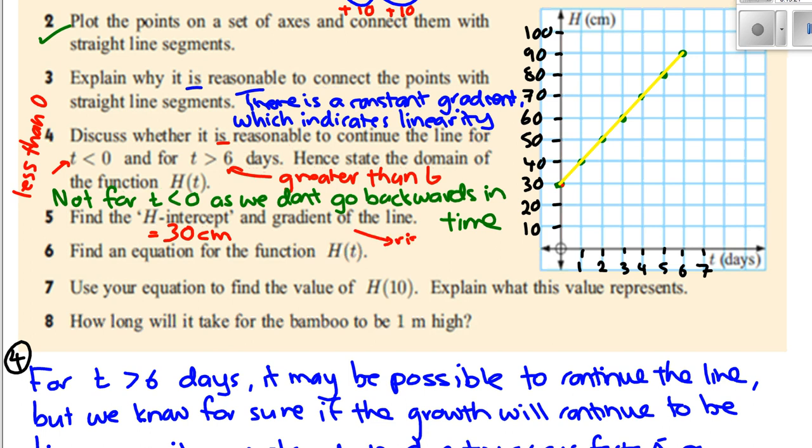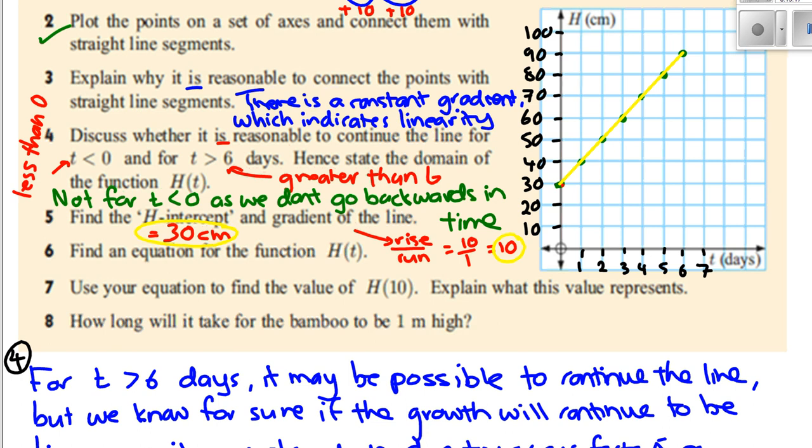Rise over run. Or you could do y2 minus y1 over x2 minus x1 using 2 coordinates. We can see it goes over 1, up 10. The gradient has no units because centimeters over centimeters cancels out. So it's just got a gradient of 10. So you might want to circle them so when you look back you realise that they're your answers.